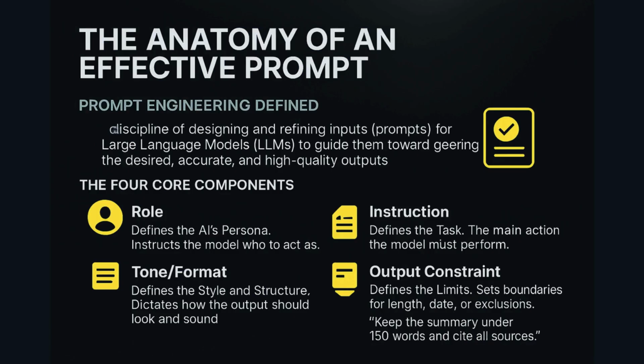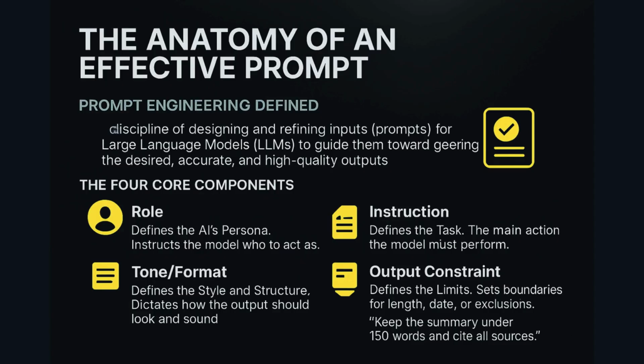Moving from model capability to practical usage, this slide introduces the critical discipline of prompt engineering and breaks down the structure required to unlock Gen AI's full potential. Anatomy of an effective prompt. Prompt engineering is defined as the discipline of designing and refining input prompts to guide large language models toward generating the desired, accurate and high quality outputs. Effective prompts are not just questions, they are structured directives.